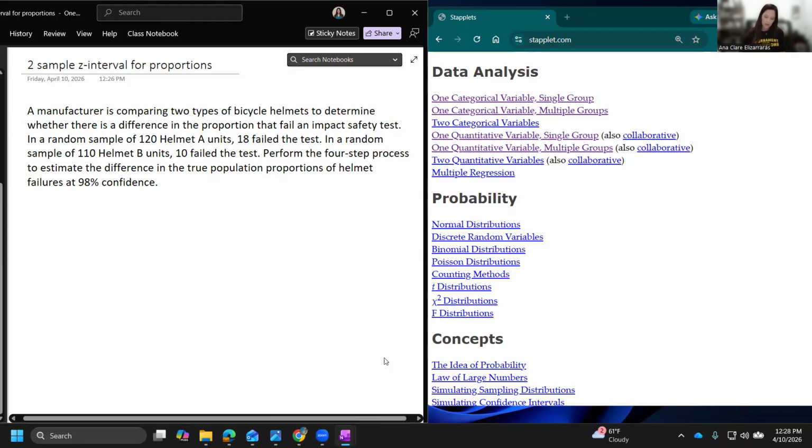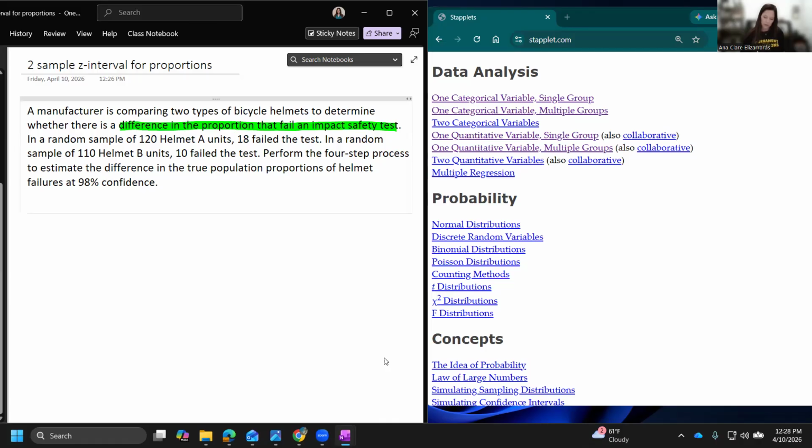So this says a manufacturer is comparing two types of bicycle helmets to determine whether there is a difference in the proportion that fail an impact safety test. And we are going to estimate the difference in the true population performance of helmets that fail at 98% confidence. And the groups that we're dealing with is a random sample of 120 Unit A helmets where 18 failed, and a random sample of 110 helmet B units where 10 failed.